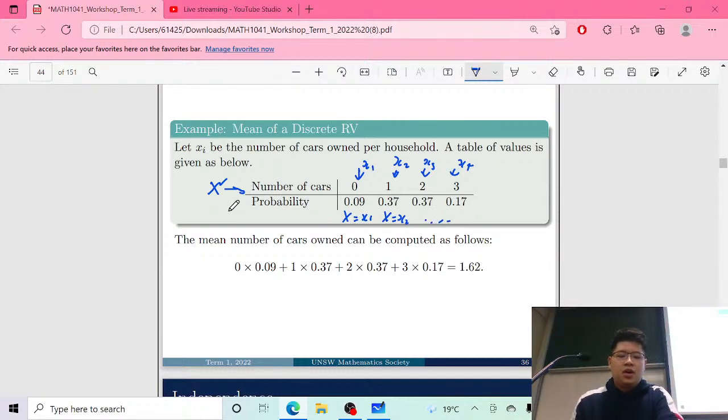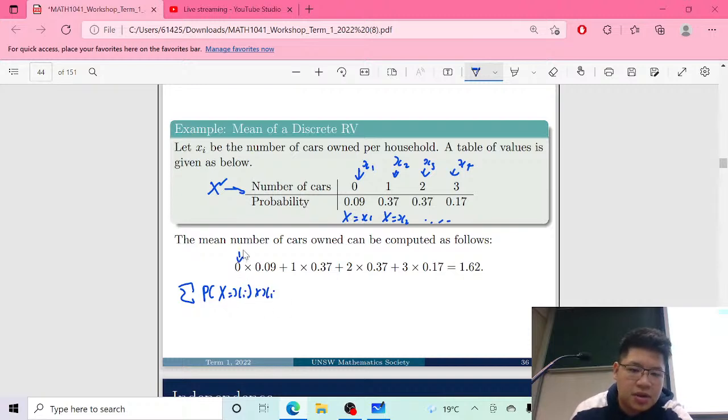So if you're just given this table right here and you're asked, hey, what is the mean number of cars owned? Then you can just plug in the formula that we already talked about. If I'm going to write it down, it's going to be the sum of the probability of x equals xi multiplied by xi. And here's an example.